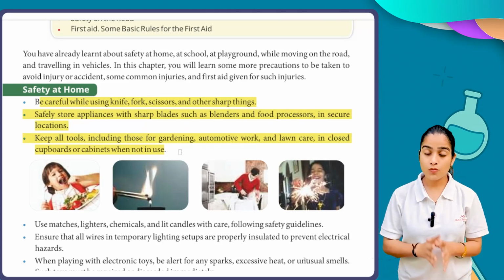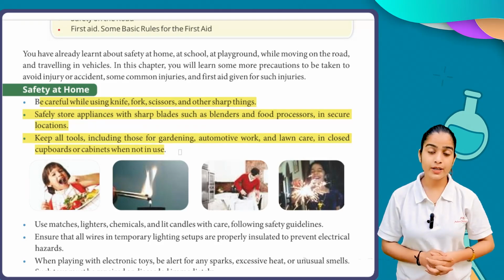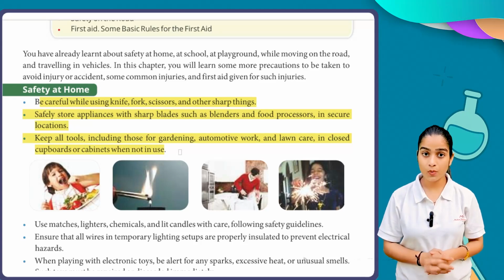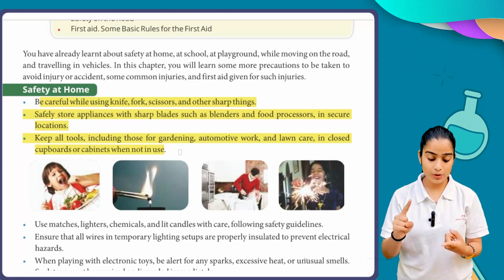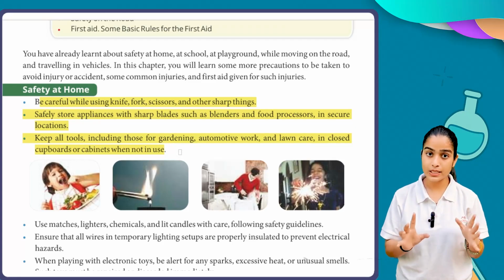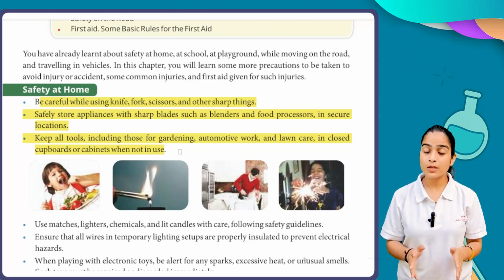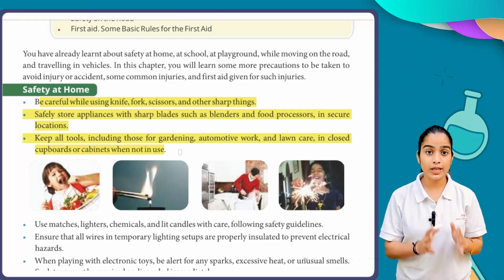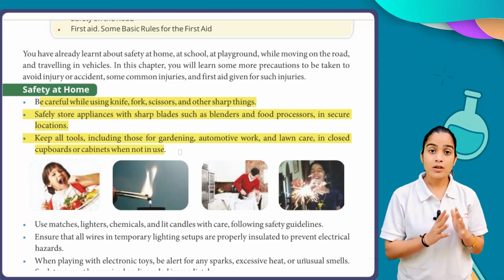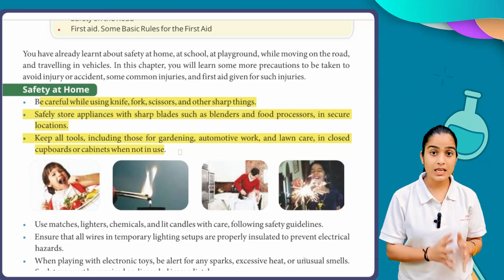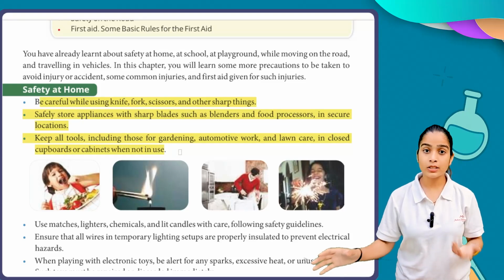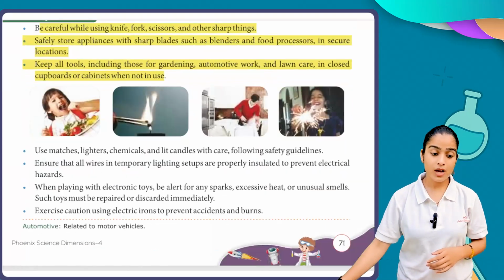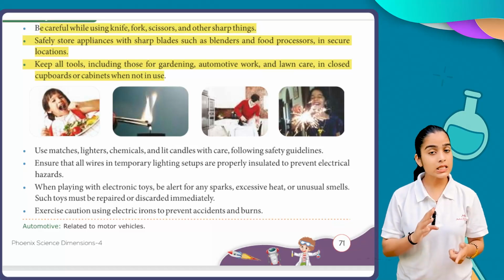So what are the things we have to keep in mind while we are at home? We have to avoid playing with sharp things, for example your forks, for example your knives. The first thing is this. Next, always keep in mind that your mother should keep these kinds of items in a secure space, a safe space, in a cupboard basically, so that you cannot reach them. These are the sharp things you have to consider.